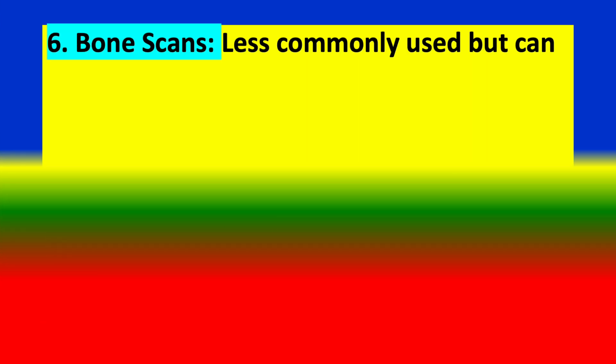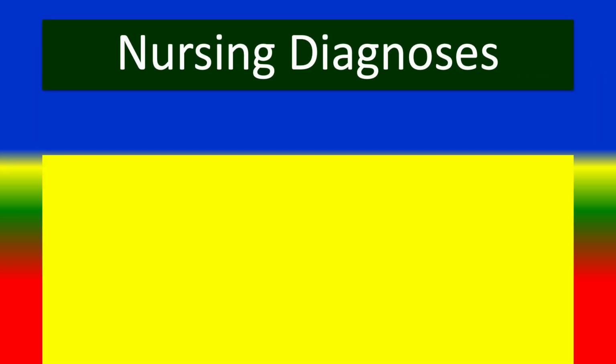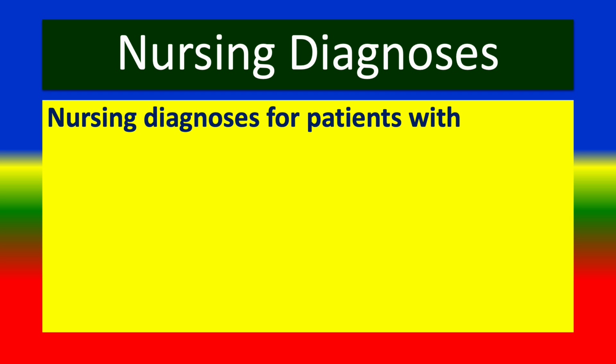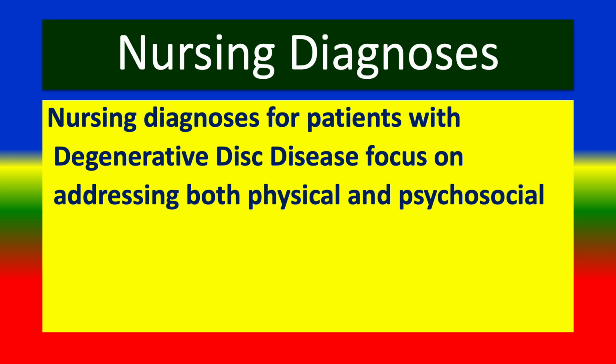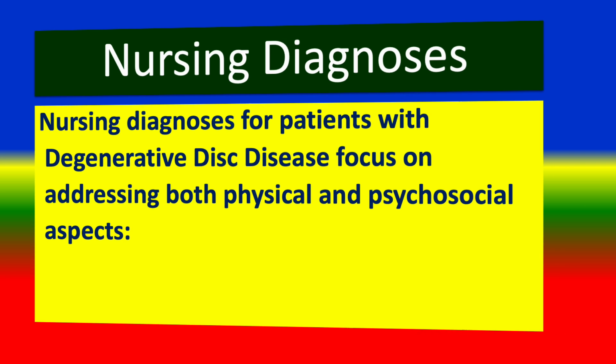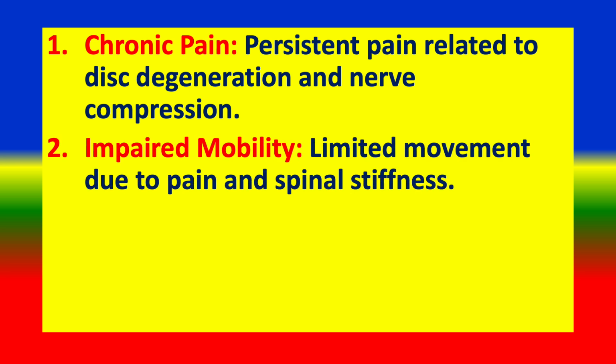6. Bone scans, less commonly used, but can identify bone abnormalities associated with spinal degeneration. Nursing diagnoses for patients with degenerative disc disease focus on addressing both physical and psychosocial aspects. 1. Chronic pain, persistent pain related to disc degeneration and nerve compression. 2. Impaired mobility, limited movement due to pain and spinal stiffness.